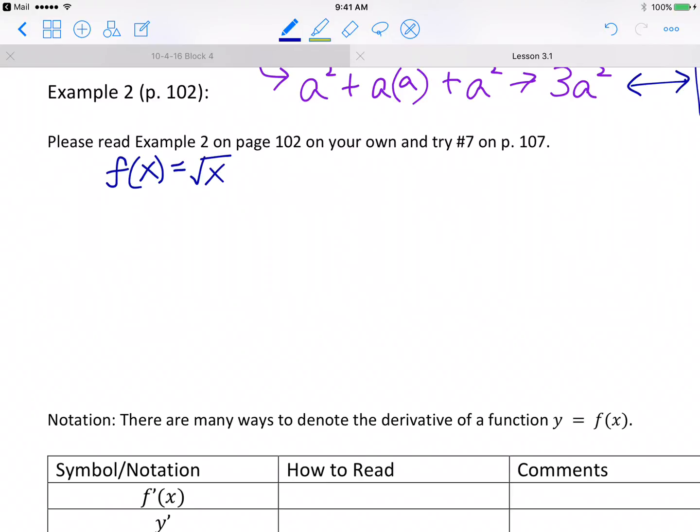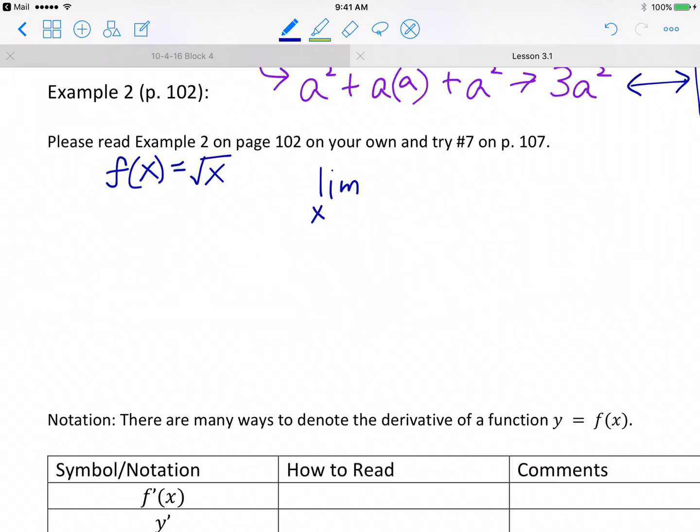Okay, now let's move on to example 2. From page 102, example 2, we're finding the derivative of the function f of x, with f of x being radical x, the square root of x. But we're going to be using the alternate definition to find the derivative of this. What is the alternate definition again?